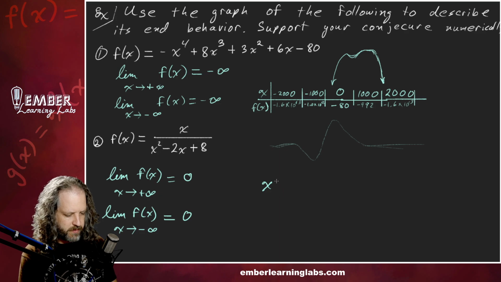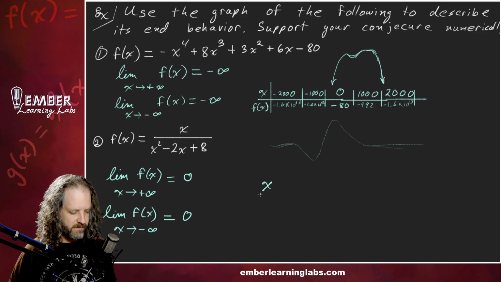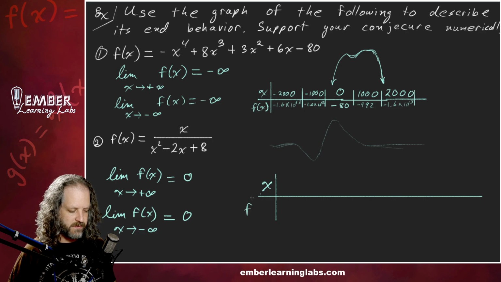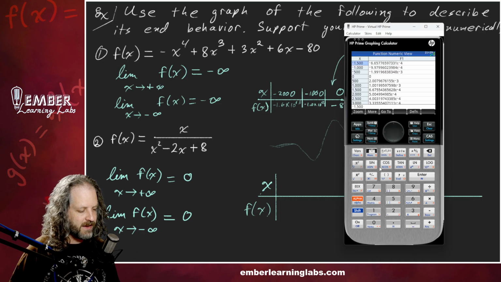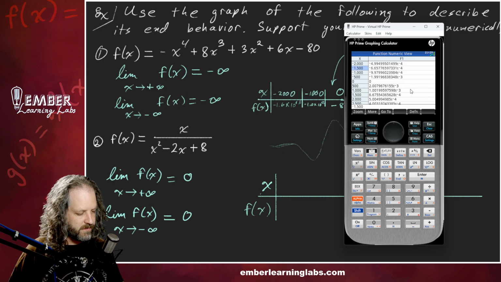I'm going to support that with a table. I need a much smaller pen than what I'm using. I'm going to make my boxes a little bit bigger, because I didn't do it good enough the first time. f of x. We'll use the same values. Let's double check on our table and see if that does what we want it to do.